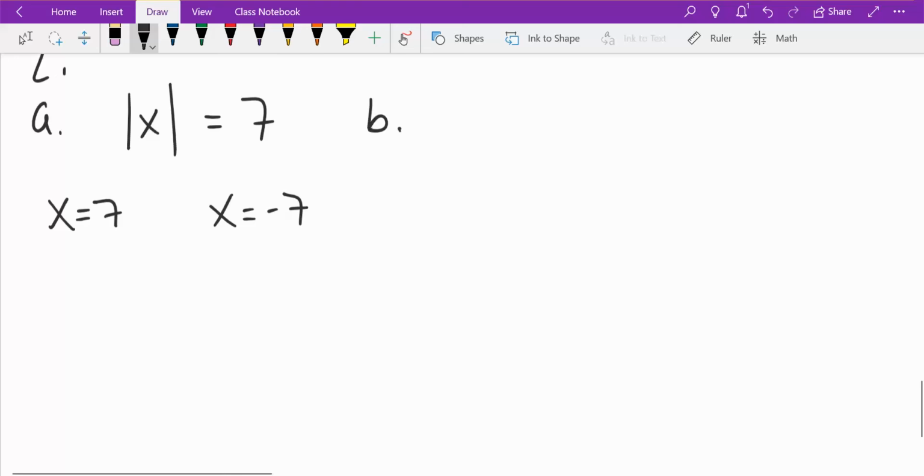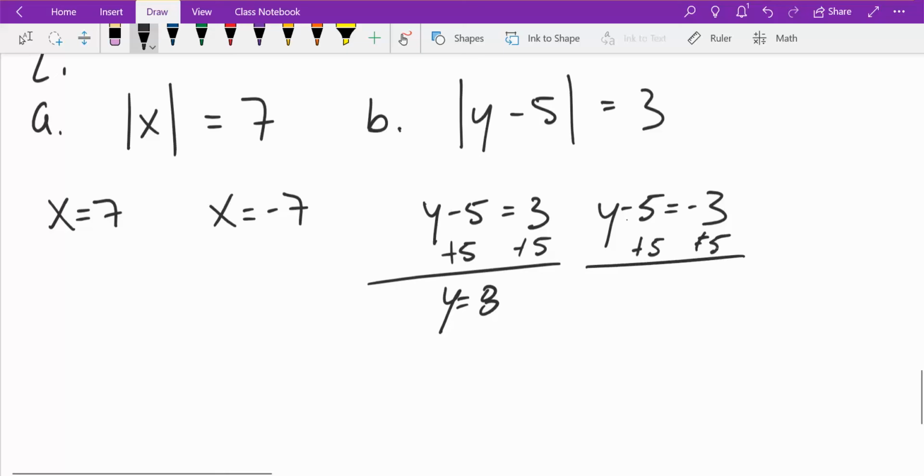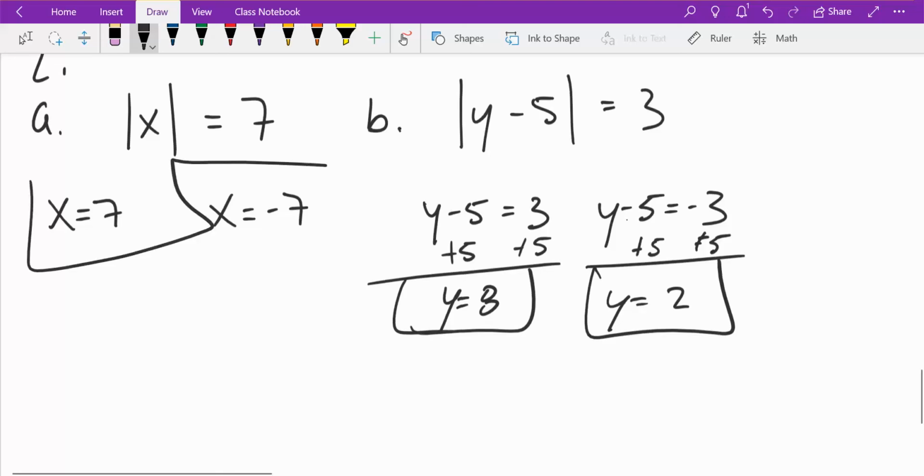B, the absolute value of y minus 5 equals 3. Well, that's going to be y minus 5 equals 3, and y minus 5 equals negative 3. On both of them, we'll add 5. We'll get y equals 8. We'll add 5, and we'll get y equals 2. So 2 solutions here.